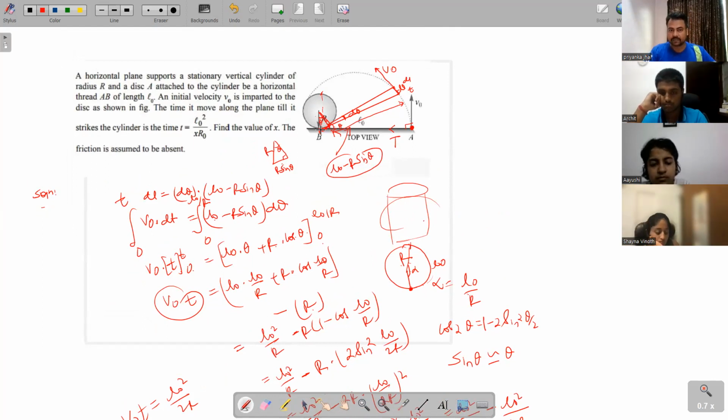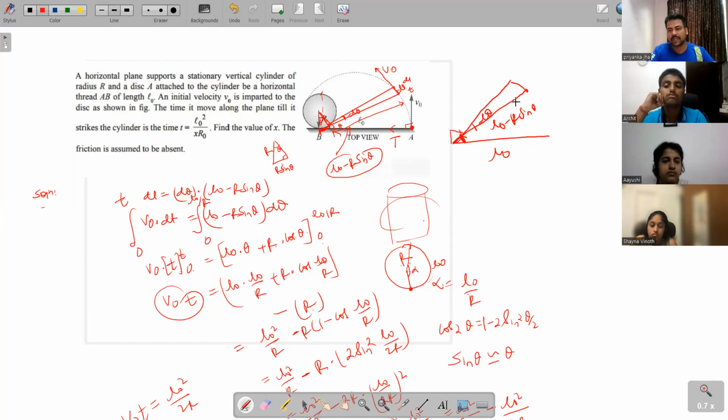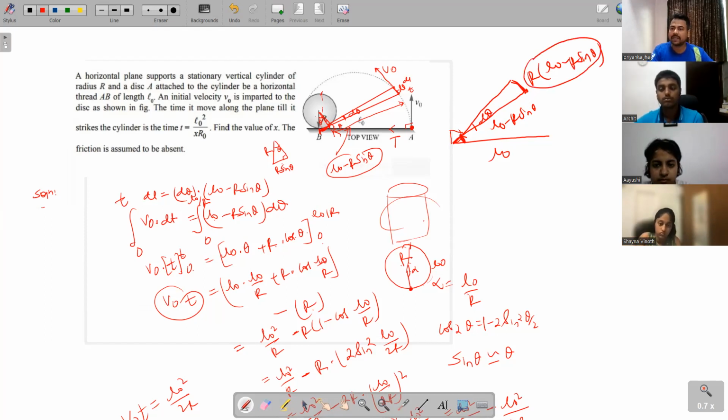At any moment, initially the length was L naught. Now this part will get wrapped over the cylinder, and this length will remain. This is r sine theta, so the remaining length is L naught minus r sine theta. In dt time, this will move further d theta. So theta equals L by r. This distance dl should be the radius of the circular track into L naught minus r sine theta. For that we got the time dt, that is this distance upon v.